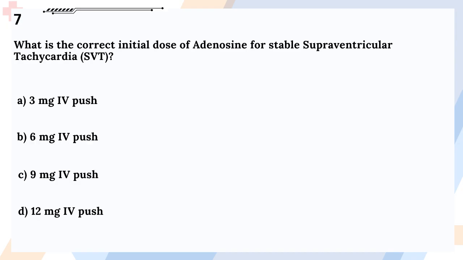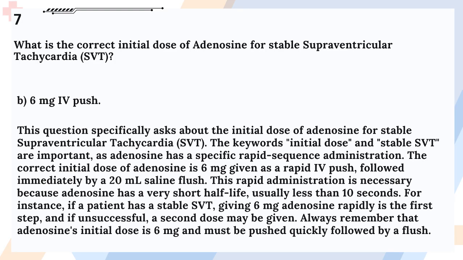Question 7. What is the correct initial dose of adenosine for stable supraventricular tachycardia, SVT? A. 3 mg IV push. B. 6 mg IV push. C. 9 mg IV push. D. 12 mg IV push. Answer: B. 6 mg IV push.